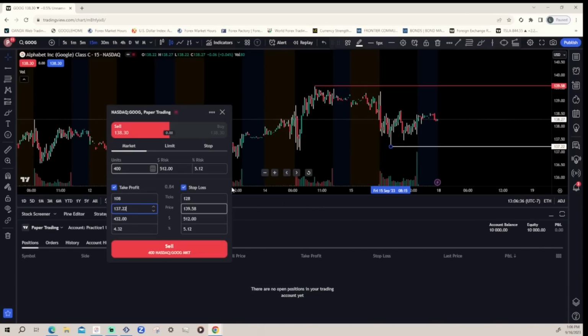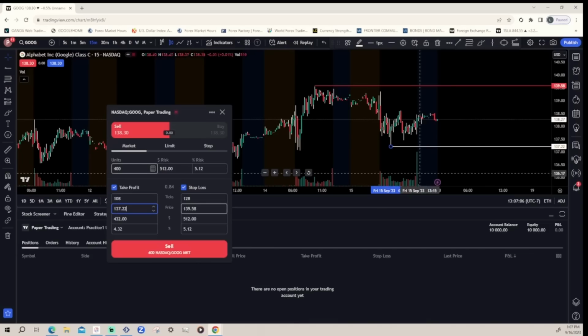And so, as you can see, when you reverse it, the first time it was like 4% risk. When you reverse it, you would be risking 5% of your $10,000. All right, so what you would stand to earn for take profit is $432, and then you would stand to lose $512. By no means is that a good setup. That's not a good risk to reward ratio.